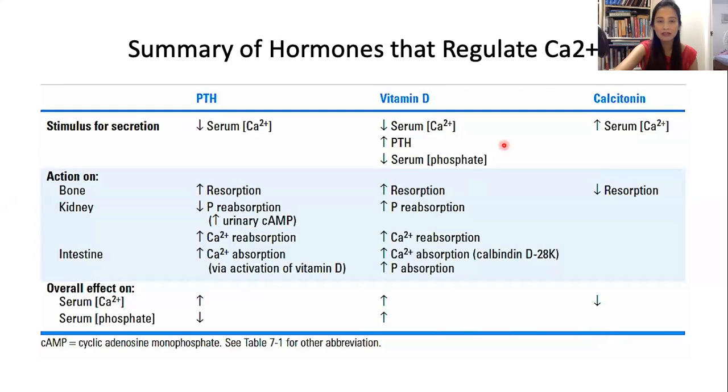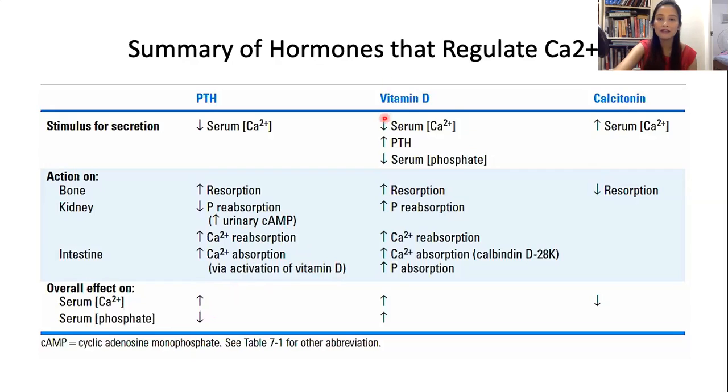So to summarize the different hormones that we talked about that regulate calcium absorption, the stimulus for secretion of your PTH will be a low serum calcium, and the action in the bone will be to increase calcium reabsorption and decrease phosphate reabsorption or increase phosphate excretion. It's a phosphaturic hormone. In the intestines, it serves to increase calcium absorption by activating vitamin D. The overall effect will be an increase in serum calcium and a reduction in your serum phosphate.